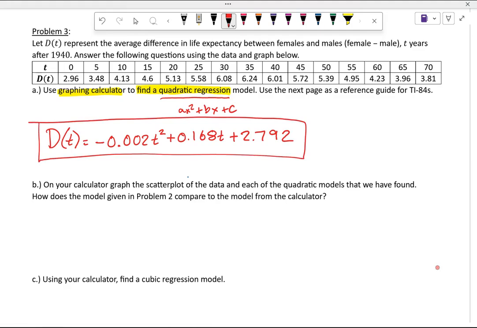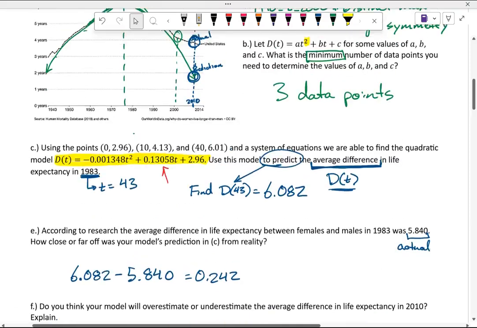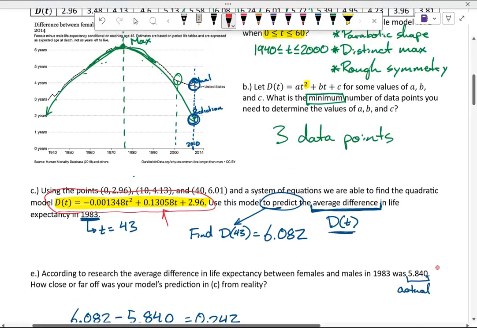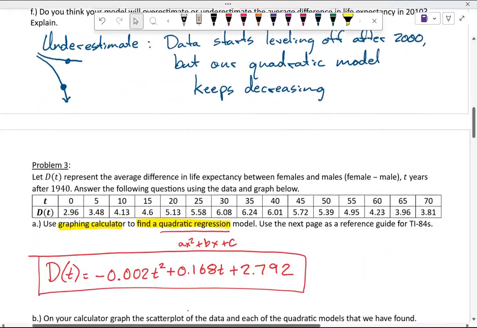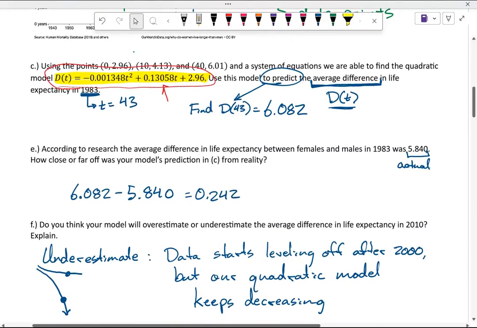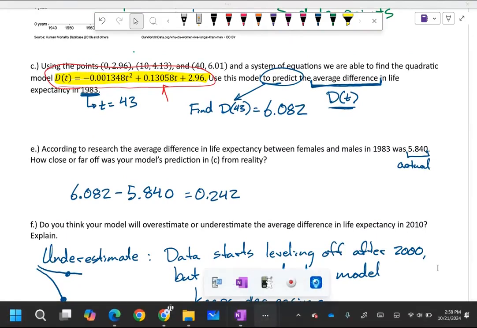Next part, part B, we want to graph the scatter plot of the data and each of the quadratic models that we have found. How does the model given in problem 2 compare to the model from the calculator? So problem 2, that was back here. So we're going to graph this one as well as our data and the equation that we have. So let's go ahead and do that. Start by entering that equation. I'm going to put it under y2. So going back to my calculators.